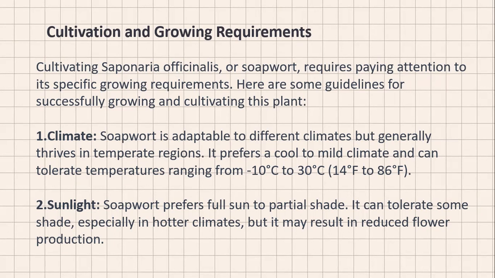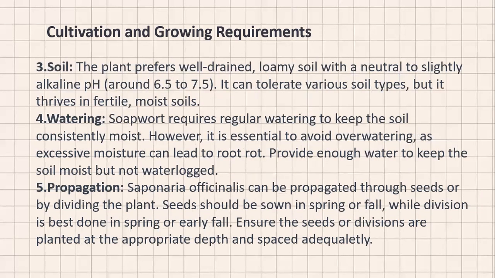Second one is sunlight. Soapwort prefers full sun to partial shade. It can tolerate some shade, especially in hotter climates, but it may result in reduced flower production. Third one is soil. The plant prefers well-drained, loamy soil with a neutral to slightly alkaline pH. It can tolerate various soil types, but it thrives in fertile, moist soil.